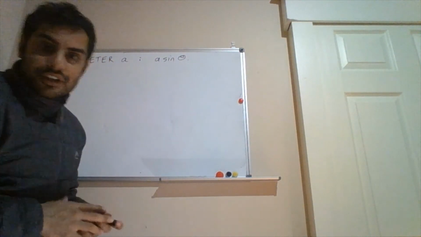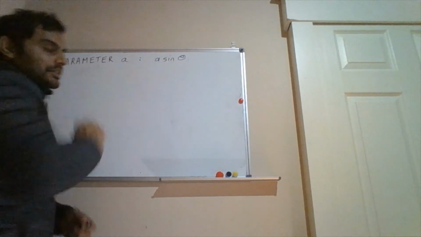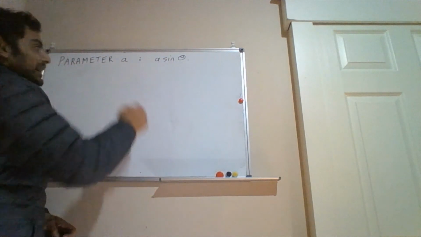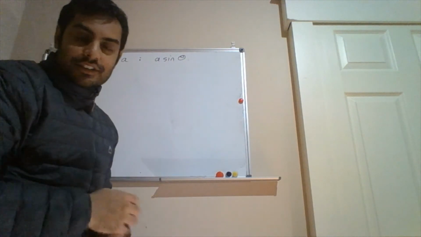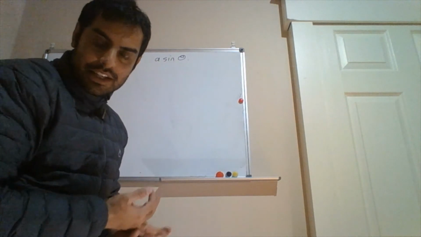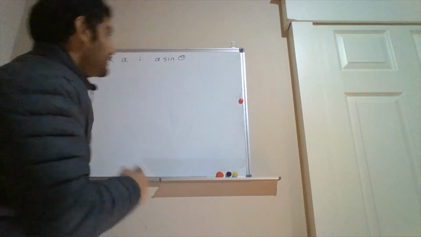So now we're going to look at the parameter a, and a is a constant multiplied by the relevant trig ratio. So I'm just going to consider the trig ratios a sine theta and a tan theta. A cos theta I'd like you to verify on your own.